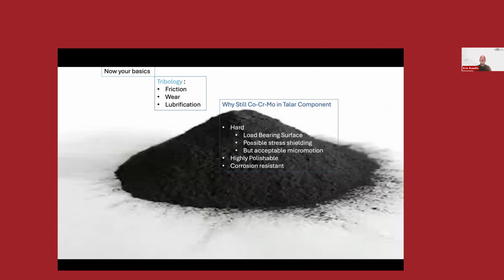And if you're thinking about the implant, you have to know your basics. When you use an implant, you have to know about tribology, about friction, wear, and lubrication, and what implant you use. So the cobalt chrome alloy provides a hard, durable, and corrosion-resistant surface, but it may contribute to stress shielding because of the Young modulus.